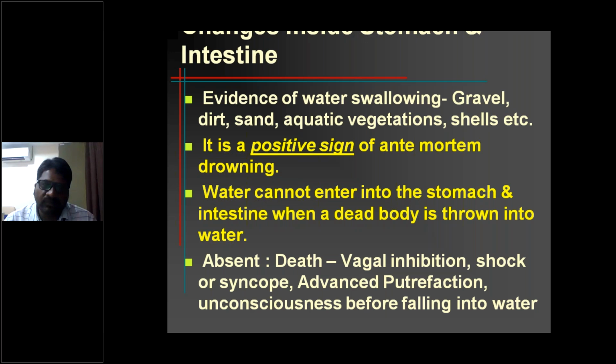And at the same time, you can see the water will not have entered. Already we discussed that it will not enter in case of death due to vagal inhibition, shock, or syncope, advanced infection, and when the person is unconscious before falling into the water. In this case also, the gravel or dirt will not enter into the stomach. So those are the exceptions.